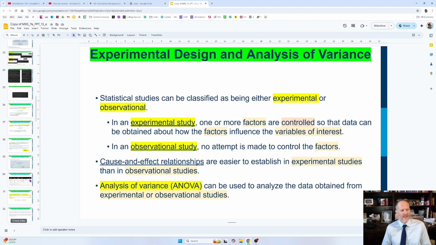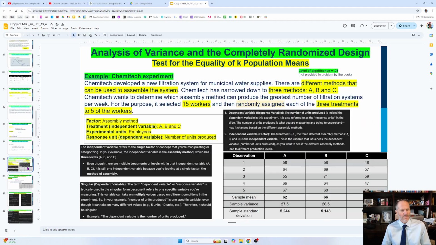And if we come down here and take a look at that first problem, which is right here, we did the Chematech. And that was the last two videos. In this, they developed a new filtration system. There are different methods that can be used to assemble the system. They narrowed down to 3 methods, A, B, and C. They wanted to determine which method produces the greatest number of systems per week. For that purpose, they selected 15 workers, then randomly assigned the 3 treatments to 5 of the workers each.